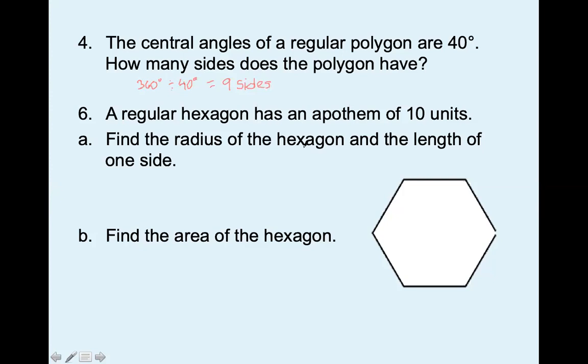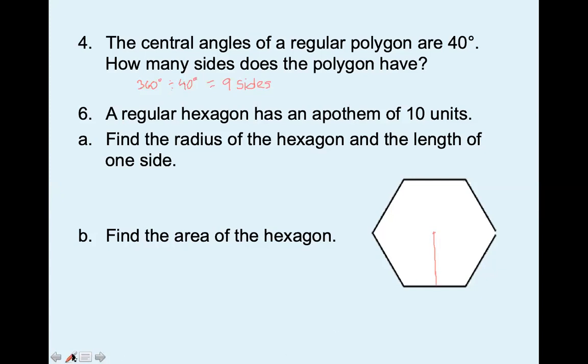All right, number 6. It says a regular hexagon has an apothem of 10 units. Find the radius of the hexagon and the length of one side. So I'm going to find a center here. And again, an apothem goes from the center and it is perpendicular to a side here, and it hits it right in the middle, right?